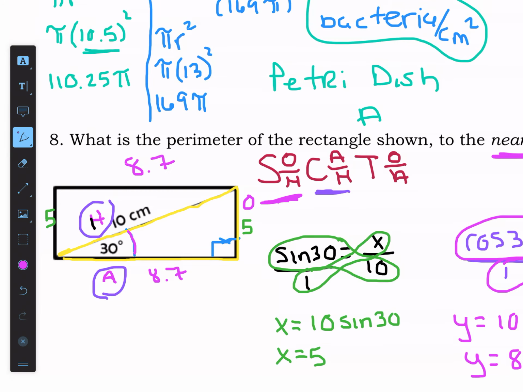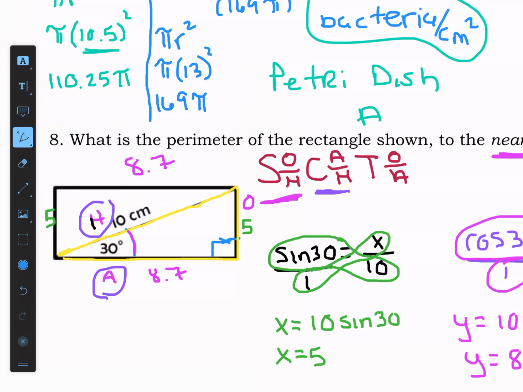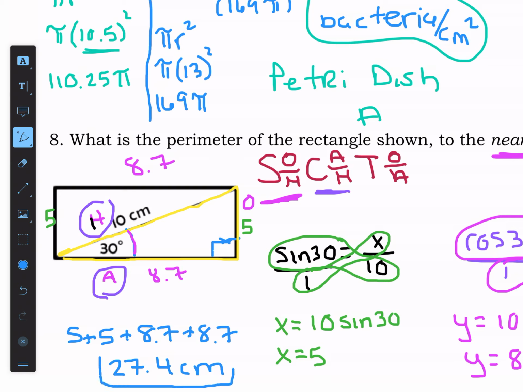All right, so now we have all the information we need. We are able to now figure out the perimeter. So we are just going to add up all 4 sides. So 5 plus 5 plus 8.7 plus 8.7, which gives us 27.4 centimeters. Now, when you're working with perimeter, it's just centimeters.